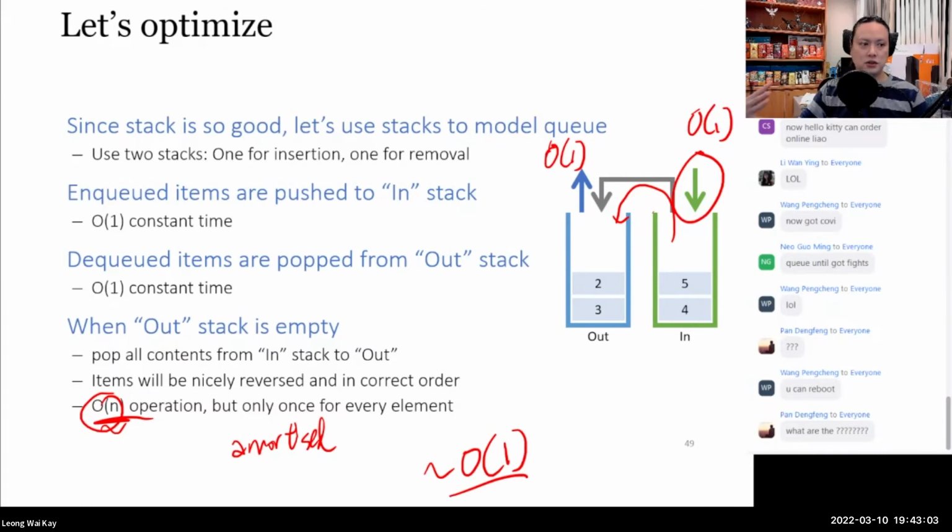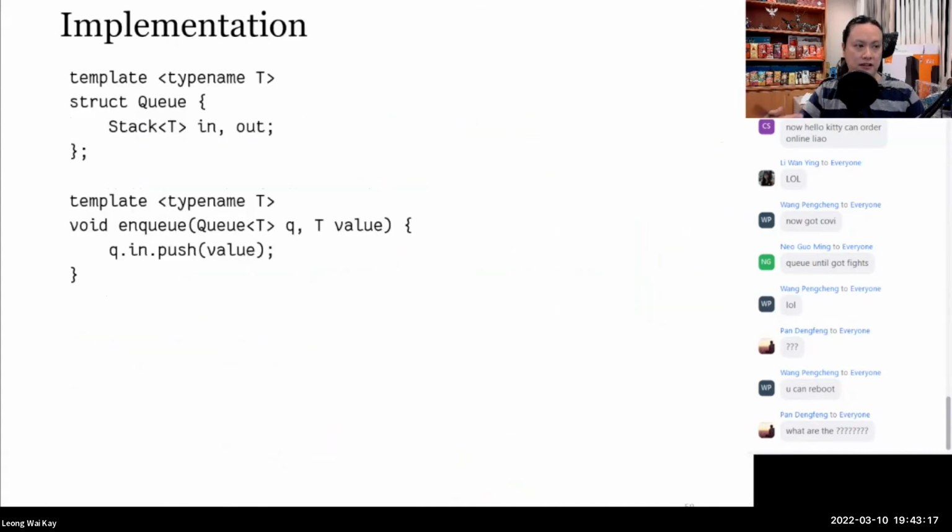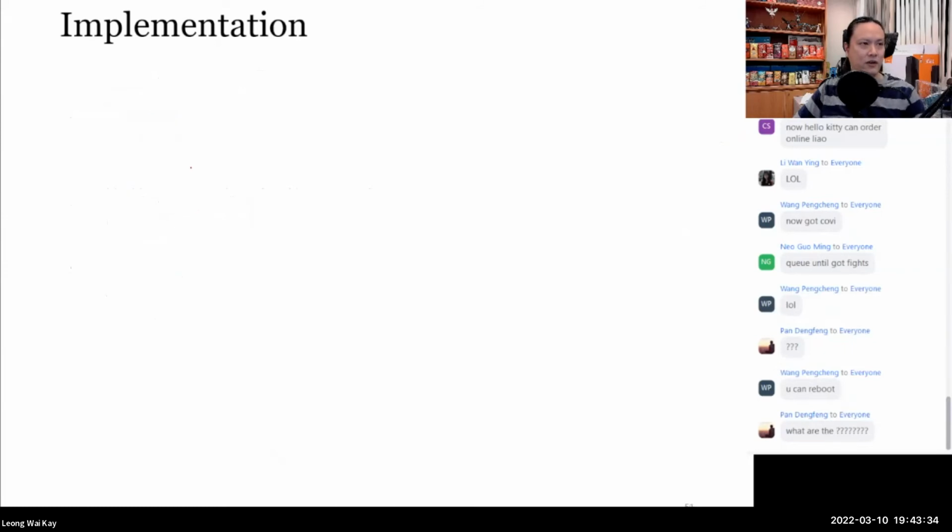So this is how we can make use of two stacks to improve the performance of a queue, by using vectors. So let's look at this implementation. Here I have a queue. Internally it's no longer just one vector as before; internally my queue uses two stacks, in and out. So when I want to push something in, I basically push it to in.